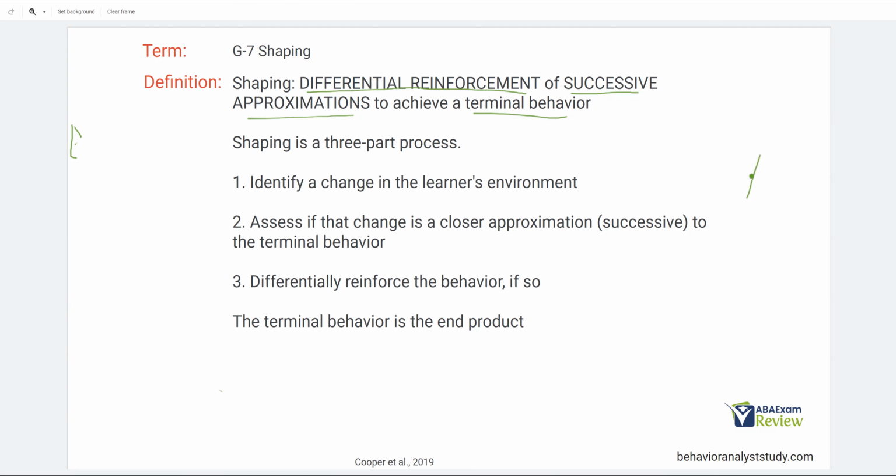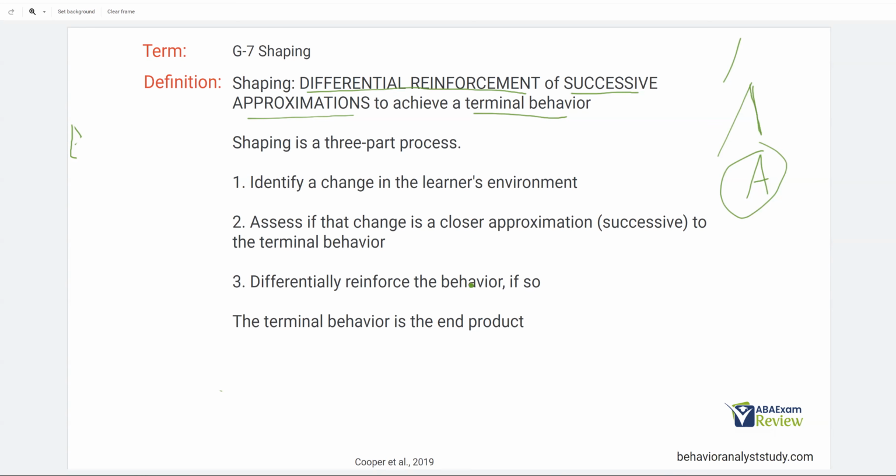If our terminal behavior is writing the letter A, approximations might be one line, and then two lines, and then finally our terminal behavior of A. Shaping can sometimes be that simple. If you're dealing with a more complex skill, let's say throwing a football, you might have many more steps as you reach that terminal behavior of throwing the football correctly. That's what shaping is, though. Differentially reinforcing closer and closer steps or approximations to our final terminal behavior.